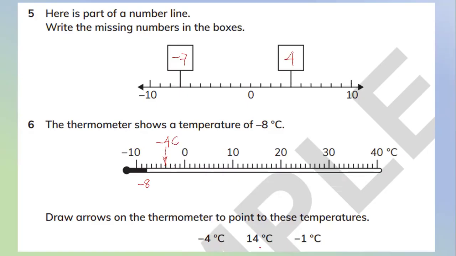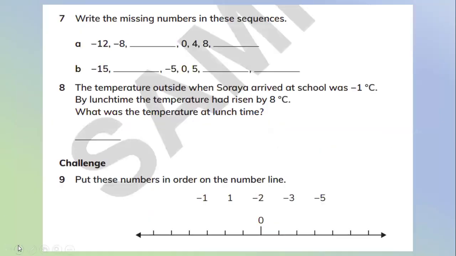Celsius and 14 degrees Celsius. This is 10, 20 to the right of 4 units. 1, 2, 3, 4. This is 14 degrees Celsius, and -1 is to the left of 0, 1 unit. Let me show from here. This is -1 degree Celsius. Okay, it's not very hot.